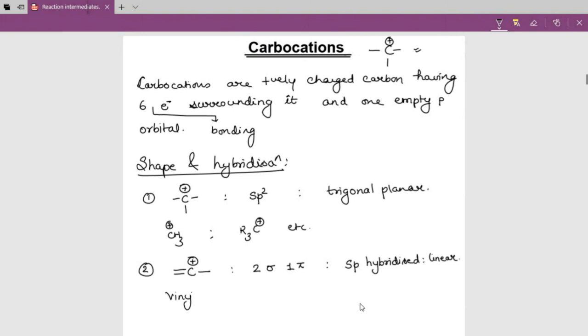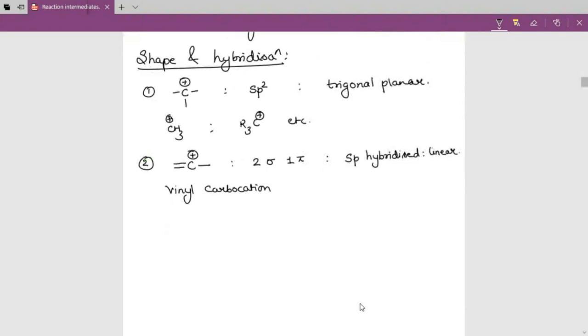Example is the vinyl carbocation. Vinyl carbocation is CH2=CH+. See this carbon: 2 sigma, 1 pi and 1 empty p orbital. Is it clear? So there are different possible shapes and hybridizations of carbocations.